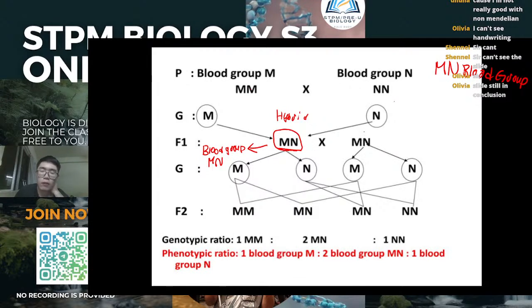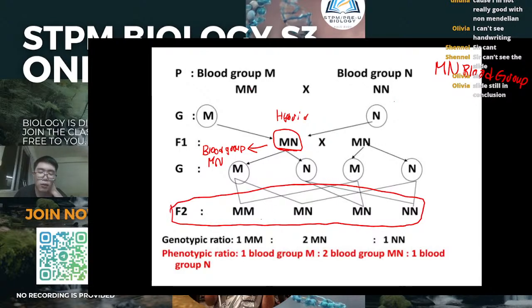Then they do a self cross again to determine the inheritance pattern. After that they will get the result like this. It will get the result 1, 2, 1: 1 is MM, 2 is MN, and another one is NN. So it has the same ratio as the incomplete dominance one.